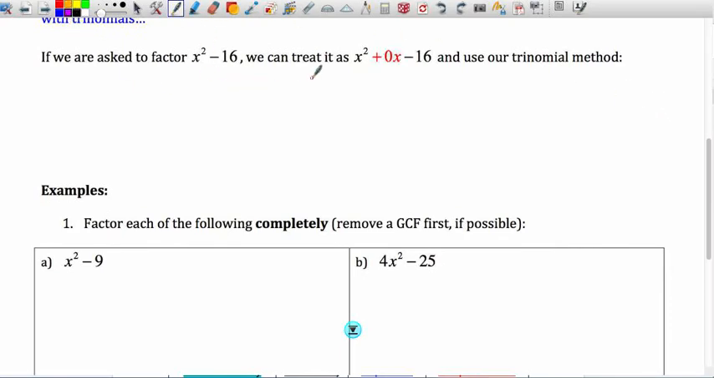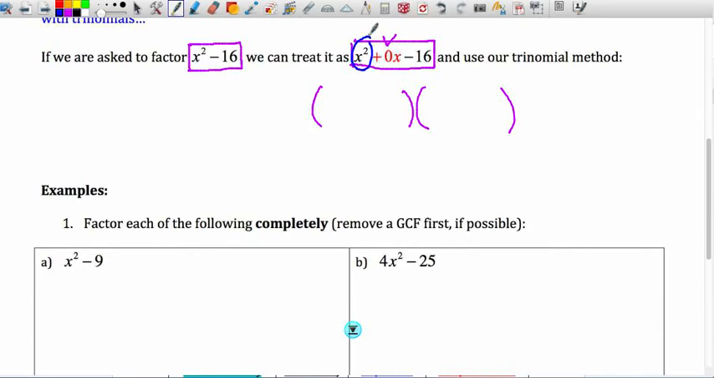And once more, I'm going to link it to the idea of a trinomial factoring method. So if you were asked to factor x squared minus 16, you could in fact treat this as x squared plus 0x minus 16. So what I've effectively done is added in 0x, which makes no difference because adding in 0 leaves the equation unchanged. But the purpose of doing it this way might be helpful to allow you to see that it factors in the same way as a trinomial.